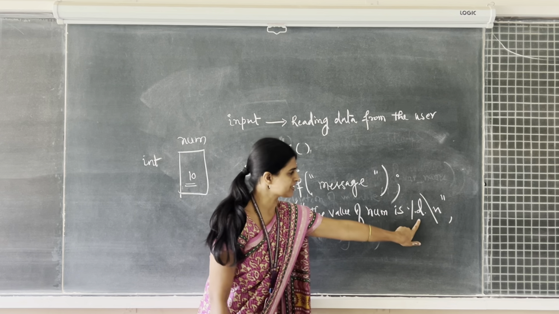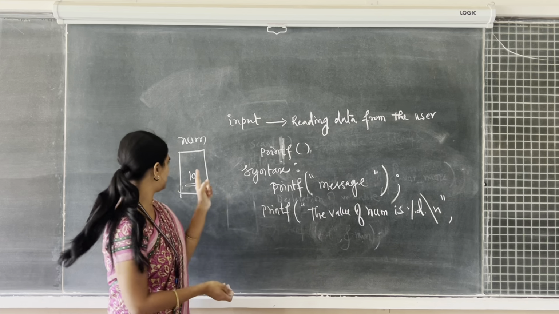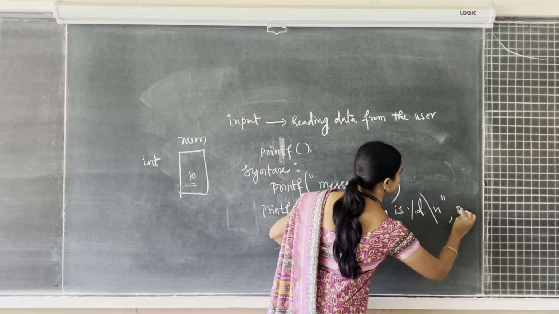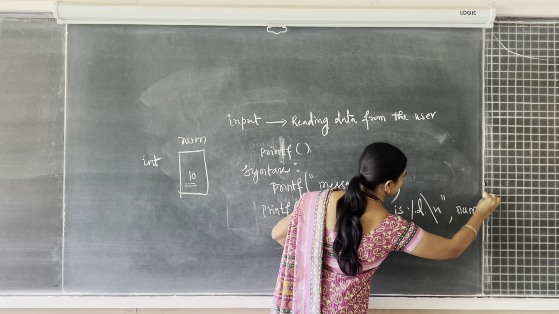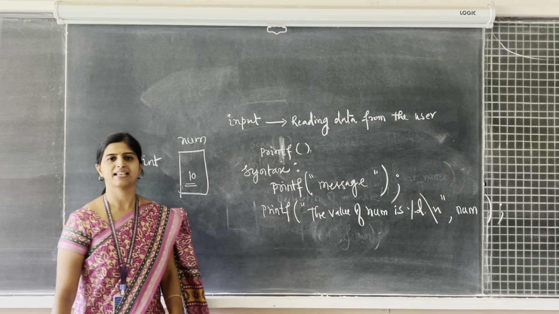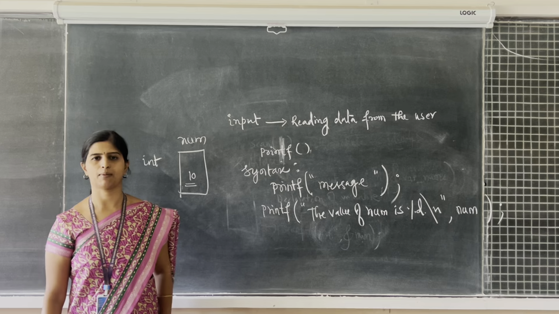Since I am referring to %d, I need to tell the compiler %d is corresponding to which variable. I am referring to a variable called num. That should be mentioned after writing the comma. Then complete the parenthesis, put semicolon. This ends the printf statement that we are going to write in C program.